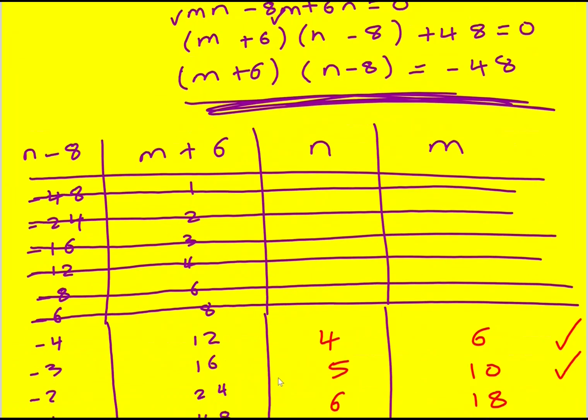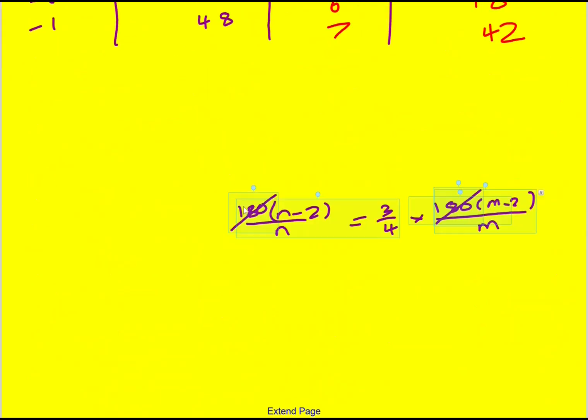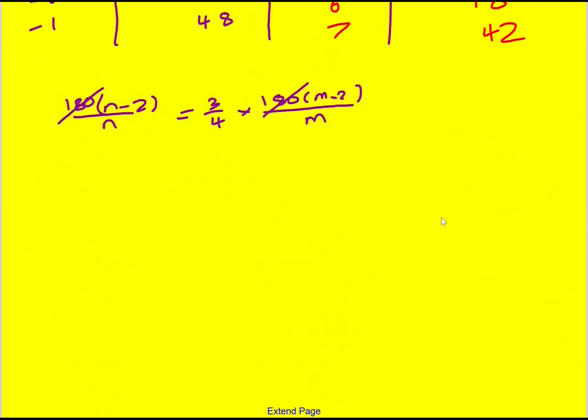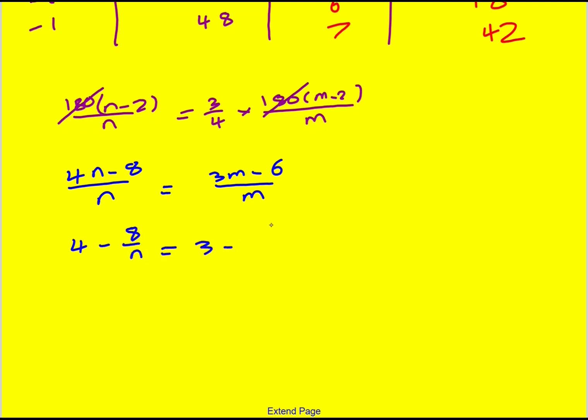Now, here's the second method. I actually don't think it's as good, which is why I didn't go for it first, but it is valid. So back to here, rather than multiplying through by n and m, we're actually going to leave them on the bottom. So then I will multiply through by 4 though, so I'll get 4n minus 8 over n equals 3m minus 6 over m. And then that will give me 4 minus 8 over n equals 3 minus 6 over m, which means 8 over n minus 6 over m is going to equal 1.